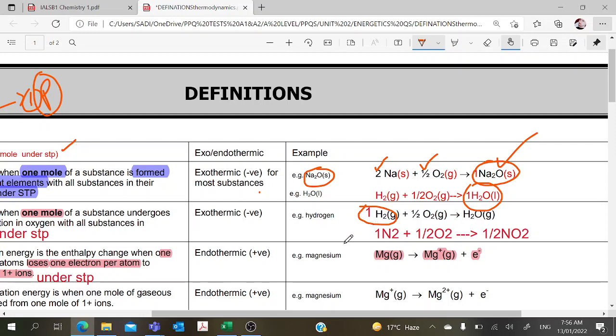Are you getting my point? Yes. Okay. The same is for 1 mole of nitrogen if it is being reacted with oxygen, full oxygen. So it's just the equation which we need to understand first of all.